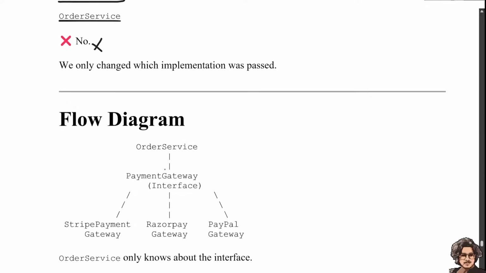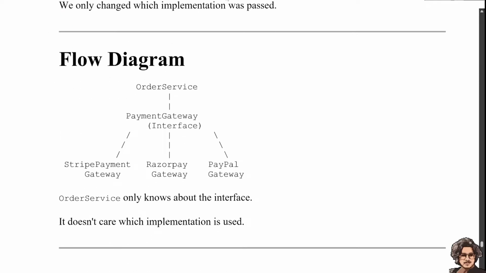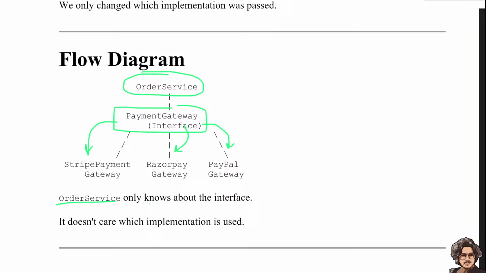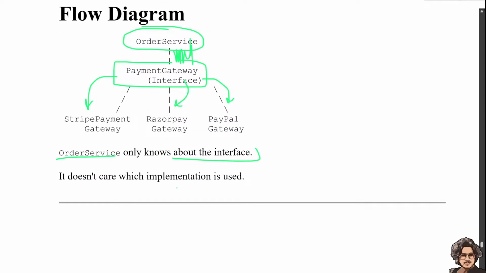So what does the workflow look like? We have OrderService, and we have the PaymentGateway interface. If we need Stripe, we go to this one. If we need Razorpay, we go to this one, and likewise for PayPal. So OrderService only knows about the interface. It does not care which implementation is used.